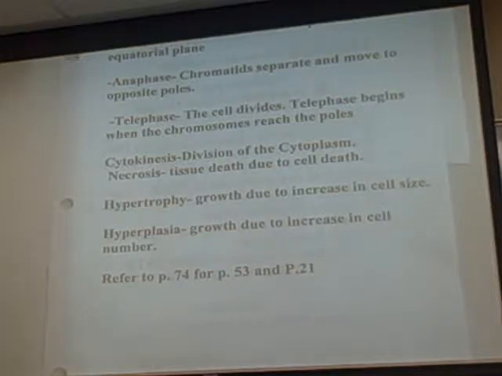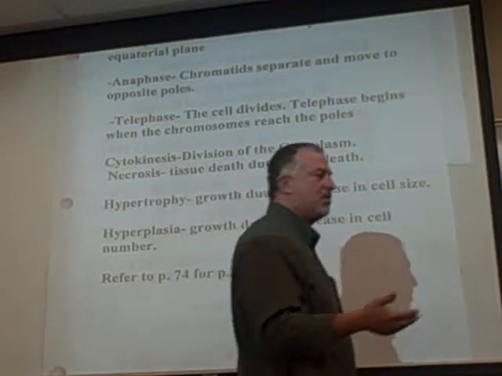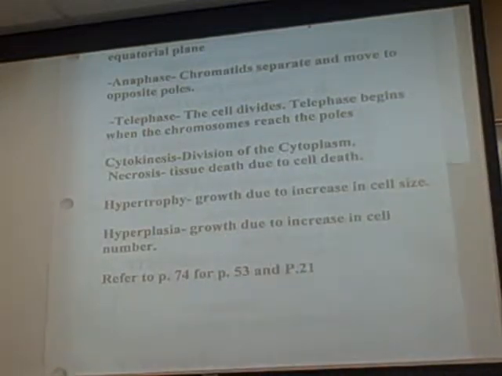So when it says the chromatids separate and move to opposite poles for anaphase, what it's saying is that these chromatids are sister chromatids, also known as homologous chromatids. Those two terms mean they're alike.